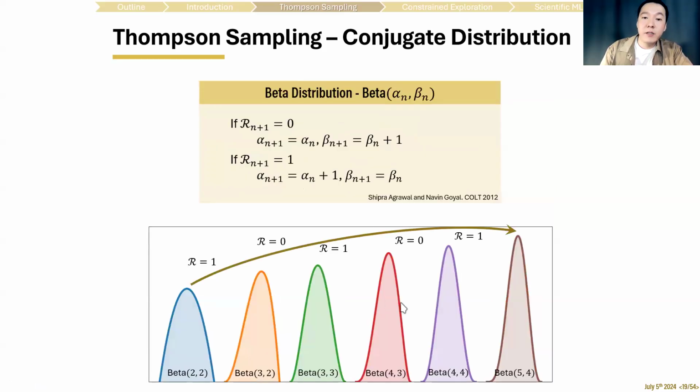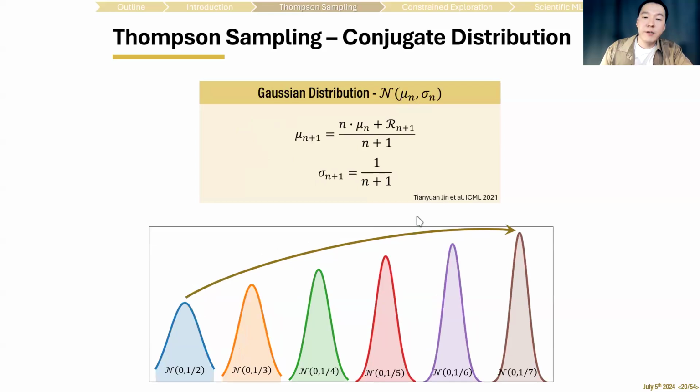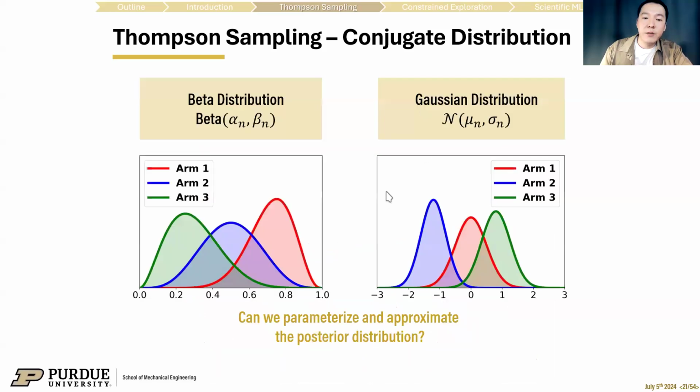So Thompson sampling algorithms are easy to implement when you consider conjugate distributions like the beta distribution. For the beta distribution, you only need to update alpha and beta, and then you can easily characterize the posterior. And also for Gaussian distribution, you only need to update the mean and the variance. So the question is, if we do not want to use conjugate distributions, can we parameterize or approximate the posterior distributions?